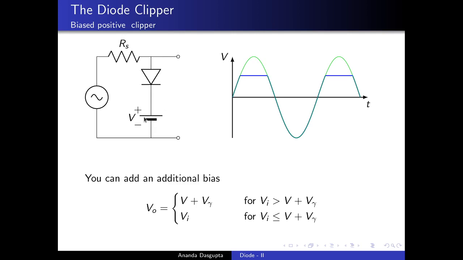And the two batteries here, the actual battery that you can see and the effective battery that the diode has, the two together will produce a voltage drop of V plus V gamma across the output. If VI is less than or equal to this value, V plus V gamma, then VO is going to be exactly equal to VI, because there will once again be no current flowing in the circuit. So no drop across RS. But this is an example of a biased positive clipper. You can have a biased negative clipper as well.